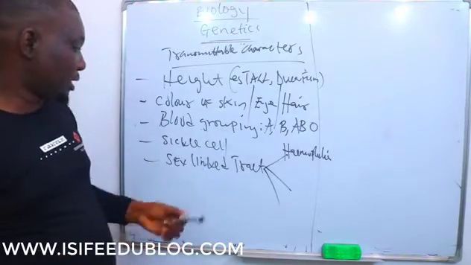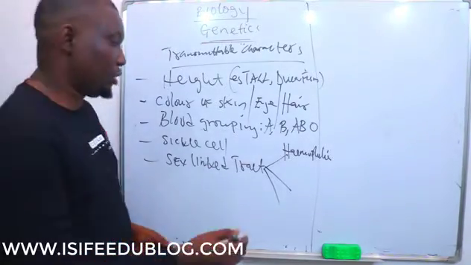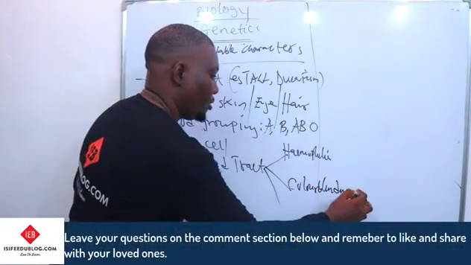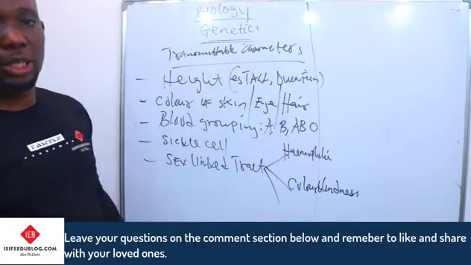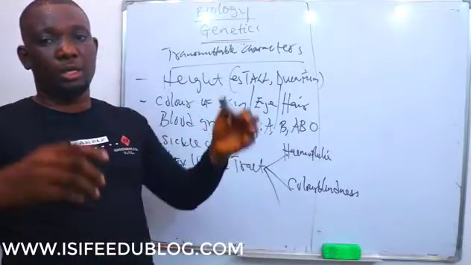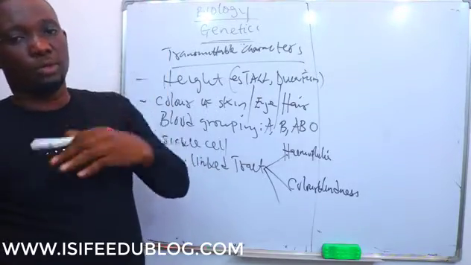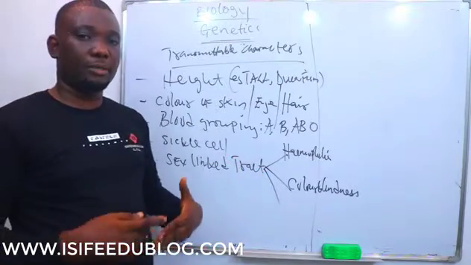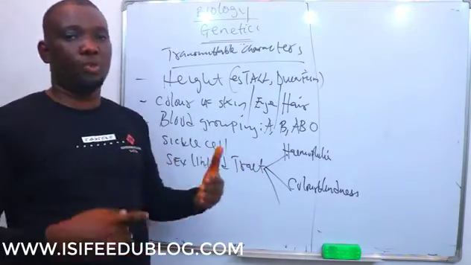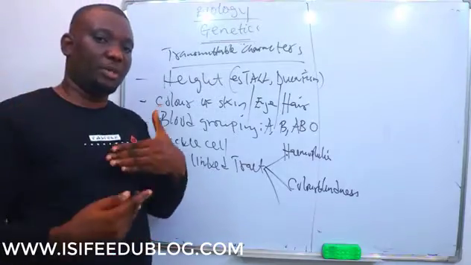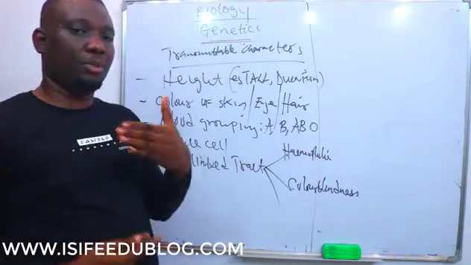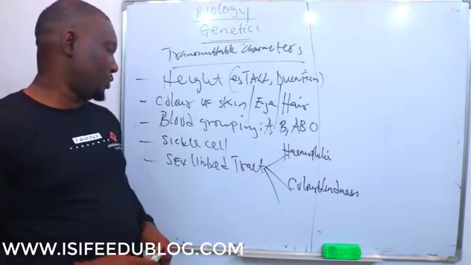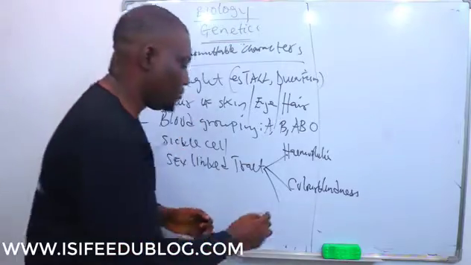We also have another sex-linked trait which is also transmittable, which is color blindness. These are people who find it difficult to distinguish colors because they lack one of the color pigments in their photosensitive cells, like the cones that interpret colors. These people are not able to distinguish colors. And if I cannot distinguish colors, that means I have a trait. That means this trait can be transmitted from one generation to the other. The last but not the least aspect of sex-linked traits is baldness.